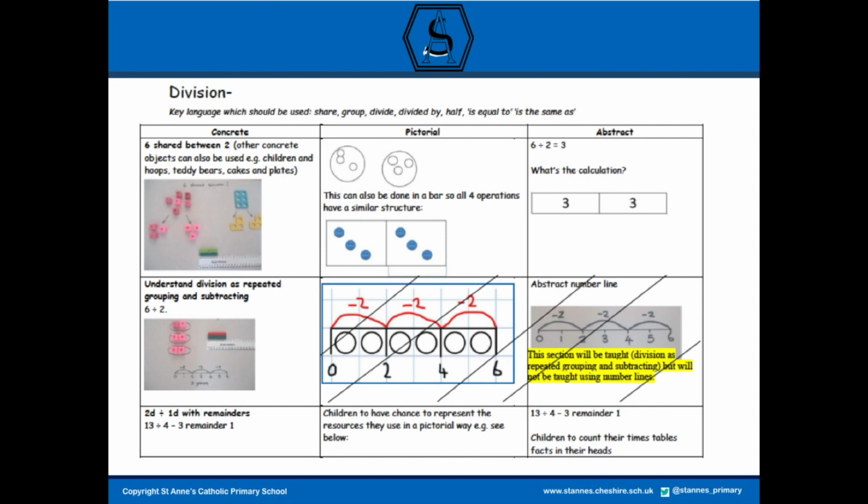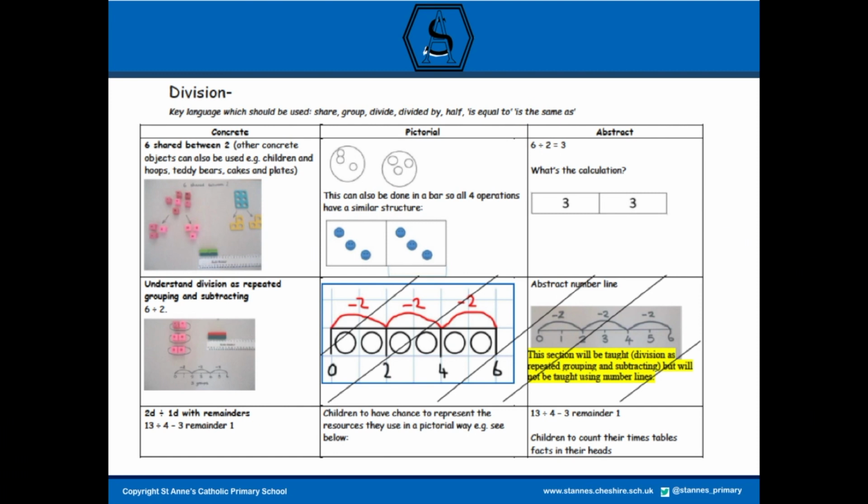Our math scheme of work is called Inspire Maths, and our calculation policy is based on the principles of Singapore Maths, which is the CPA approach: the concrete, the pictorial and the abstract. As you can see in our calculation policy, this is split up into concrete, pictorial, abstract.